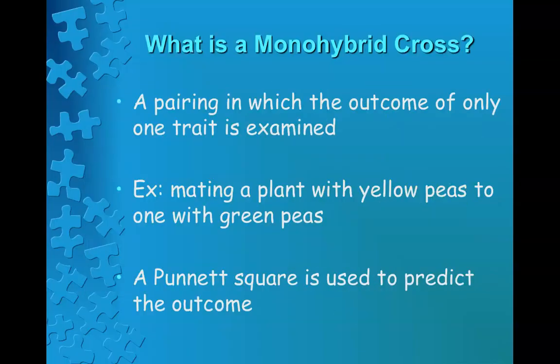So when we talk about monohybrid crosses, this is where we're talking about mating two individuals together, two parents together, and only looking at one trait at a time. So something like what Mendel did with mating his different pea plants, and he looked at mating a plant with yellow peas to one that had green peas. So all we're caring about in this particular cross are what color the peas are. All right, and here's where I can use those Punnett squares to help predict the outcome.